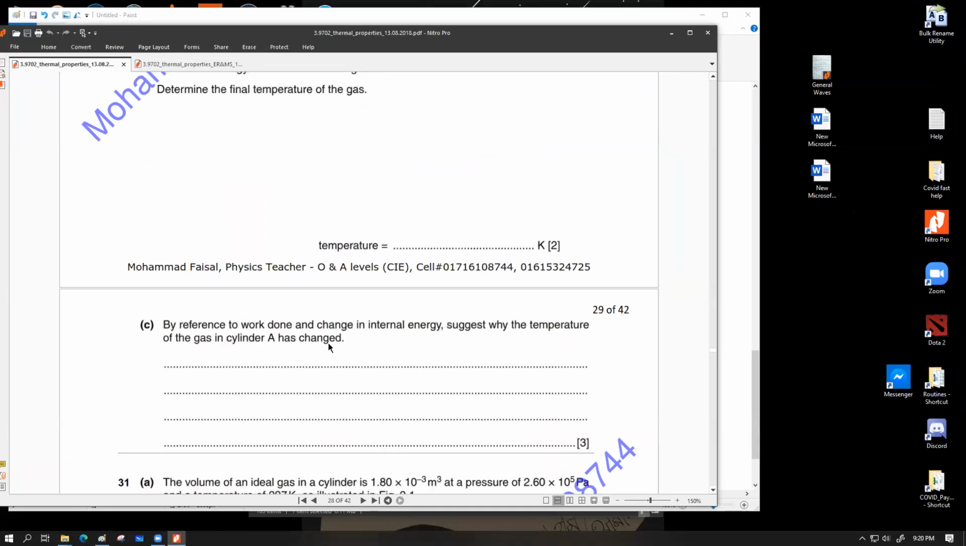Acha. By reference to the work done and change in internal energy, suggest why the temperature of the gas in cylinder A has changed. I don't know exactly what the mark scheme contains, but I'm going to use my understanding of physics to explain this question. Then I'm going to check the mark scheme. Try to understand the question. By reference to work done and change in internal energy, so you have to incorporate these two terms in your answer.